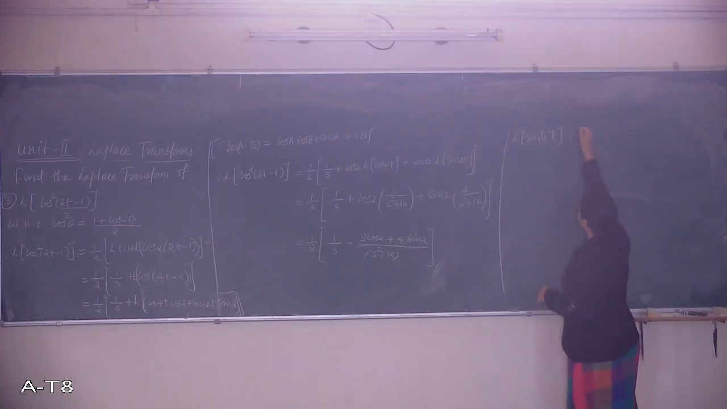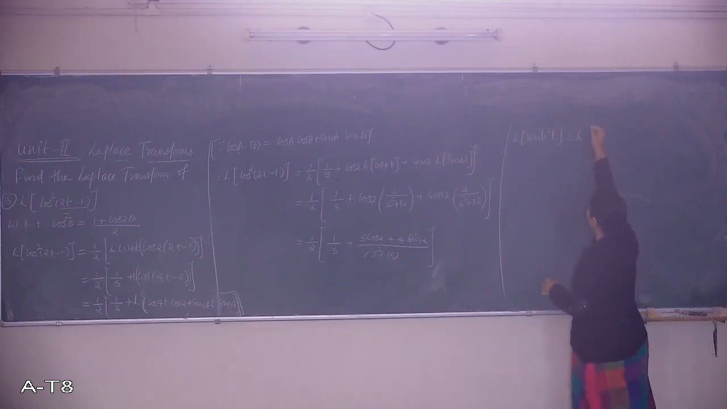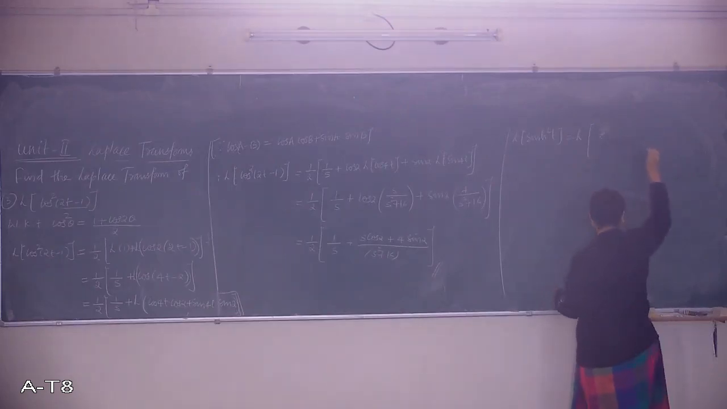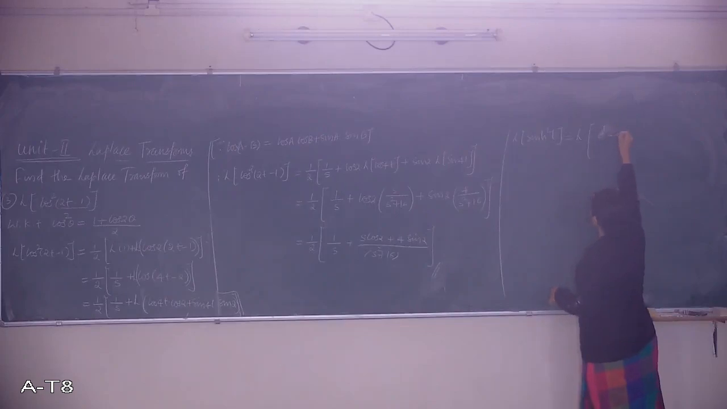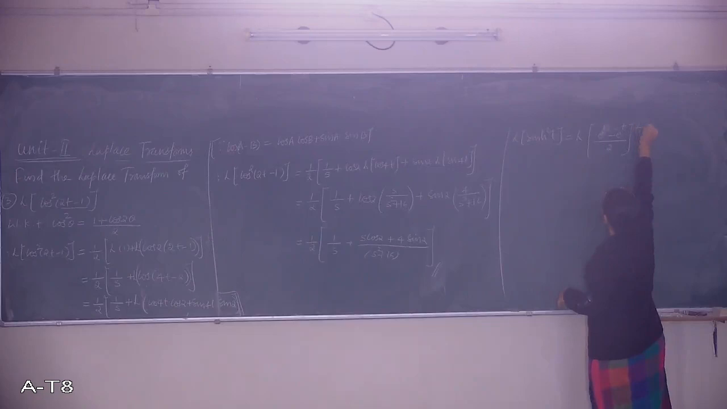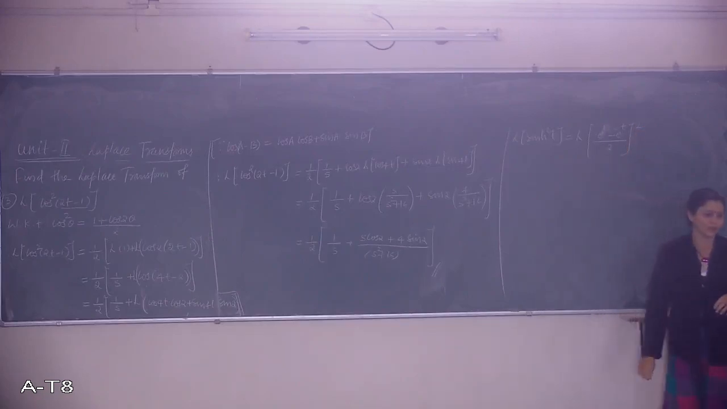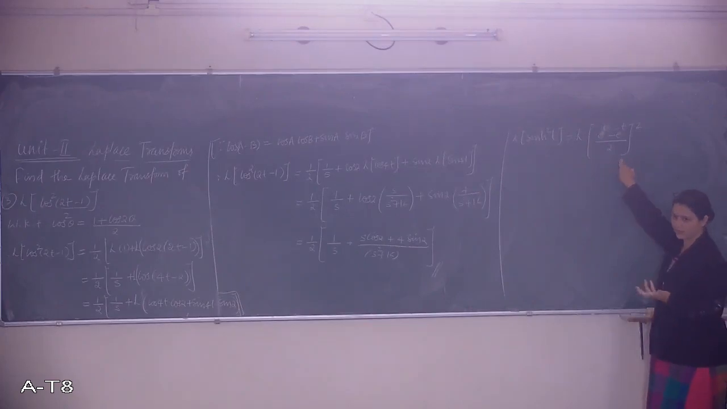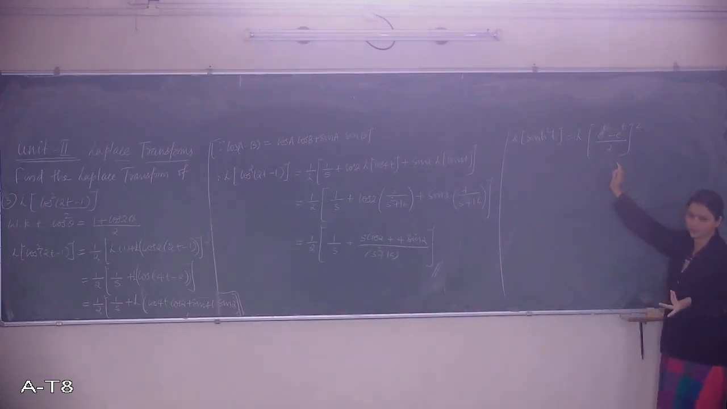So that can be written as Laplace transform of ((e to the power t minus e to the power minus t) divided by 2), its square. Okay, now take the square, then go for the linearity property, find the Laplace transform and simplify.